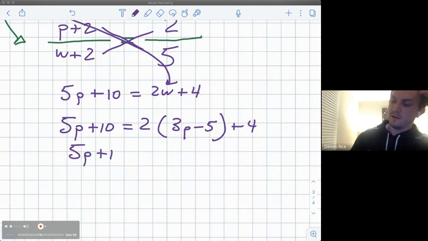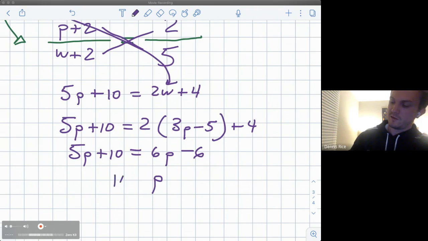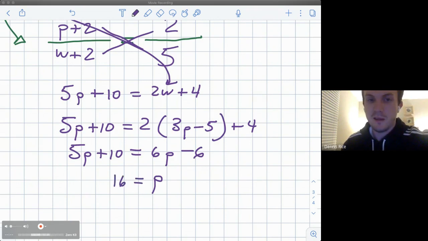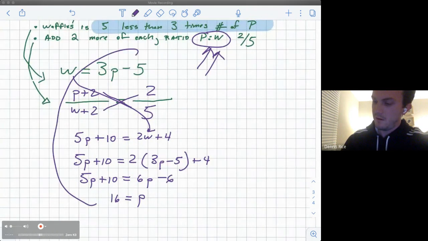Let's see. We'll get 6p minus 10 plus 4, which is going to be minus 6. I would bring the 5p to the right to get just p. Bring the 6 over. There were 16 pancakes. If we want the amount of waffles as well, we go back to the top. 3 times 16 is going to be 48. Minus 5 will be 43.